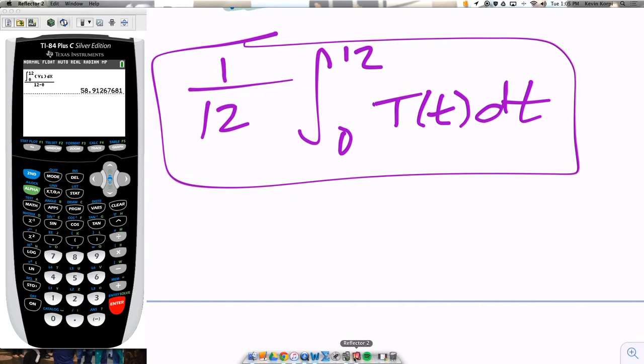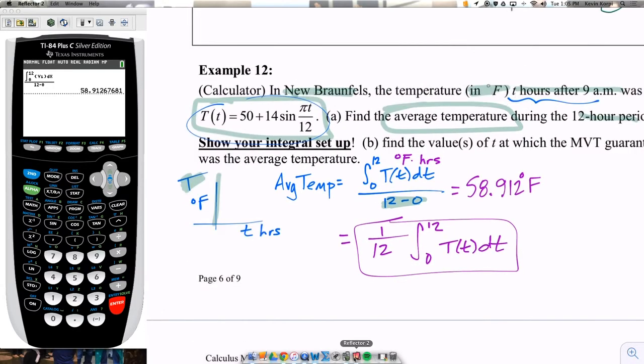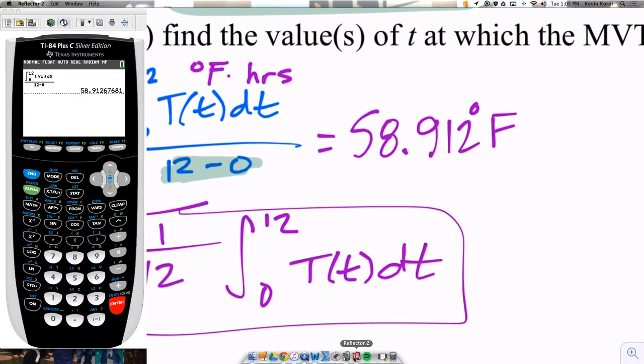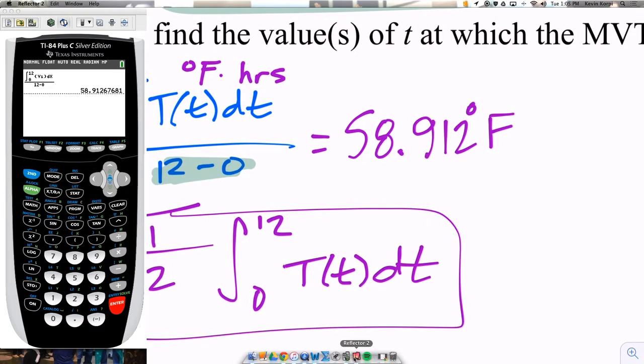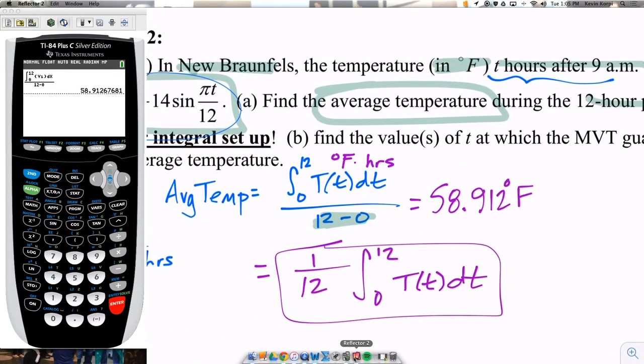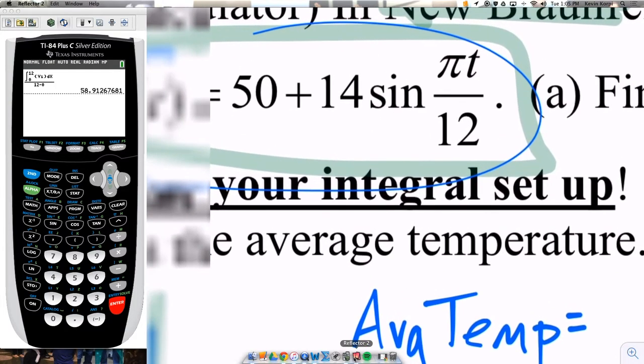They've been doing that a lot more lately, 1 over a number. So if you ever see a number outside the integral, that's probably what it is. All right, kind of interesting, right? Is that a reasonable answer? Yeah, very reasonable. Let's see what the graph looks like, just for kicks and giggles.